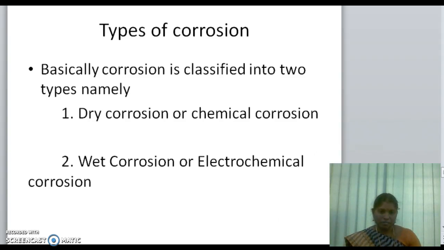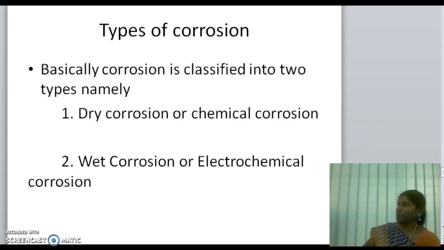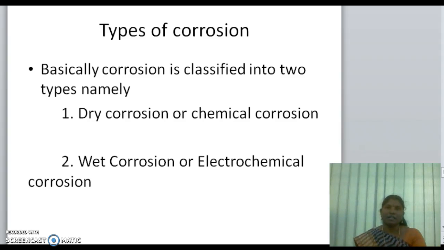Now, the types of corrosion. We have seen the definition of corrosion, and also why corrosion happens on the metal surface. Now, what are the different types of corrosion? Basically, there are two types, depending upon the chemical reaction taking place on the metal surface. It is classified into dry corrosion, also known as chemical corrosion, and wet corrosion, also known as electrochemical corrosion. Dry corrosion is the attack of the metal surface by atmospheric gases, and wet corrosion is the attack on the metal surface when the metal is in contact with a conducting liquid.